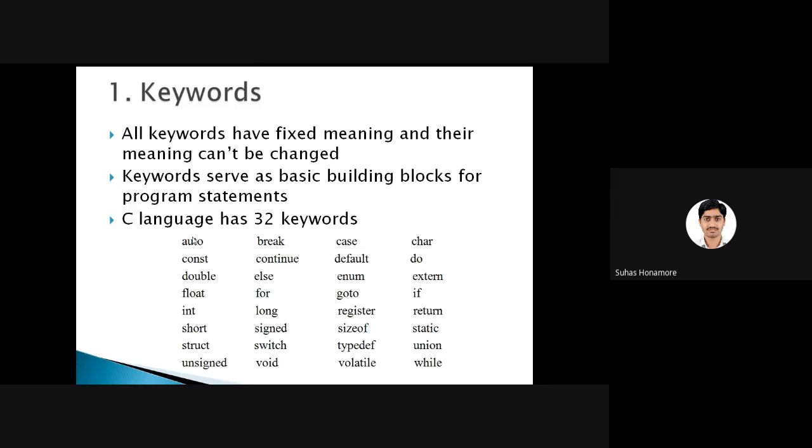We have 32 keywords, and whenever a keyword comes to the system, the system will identify what all things it has to do. Automatically it will identify what kind of operation it has to perform just by seeing the keyword. Predefined meanings are there for each keyword. So like that we have 32 keywords in C language.